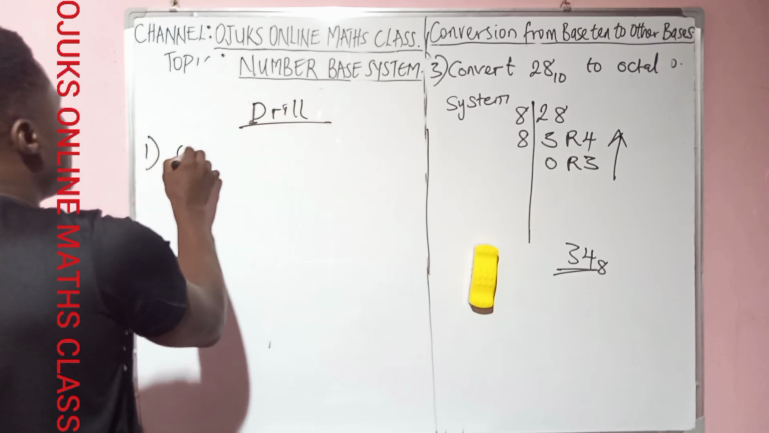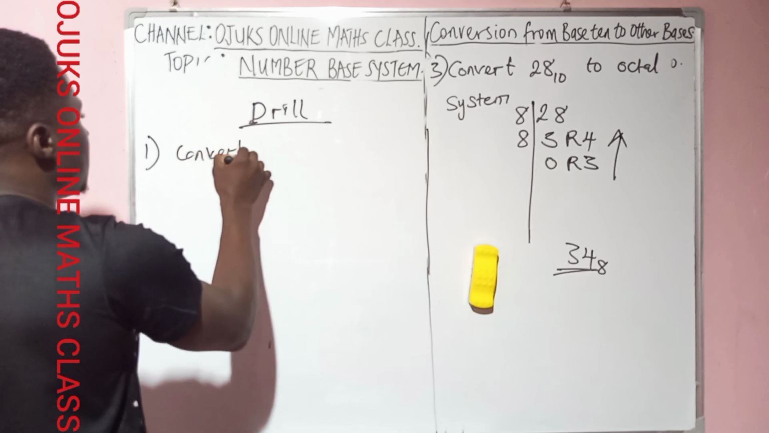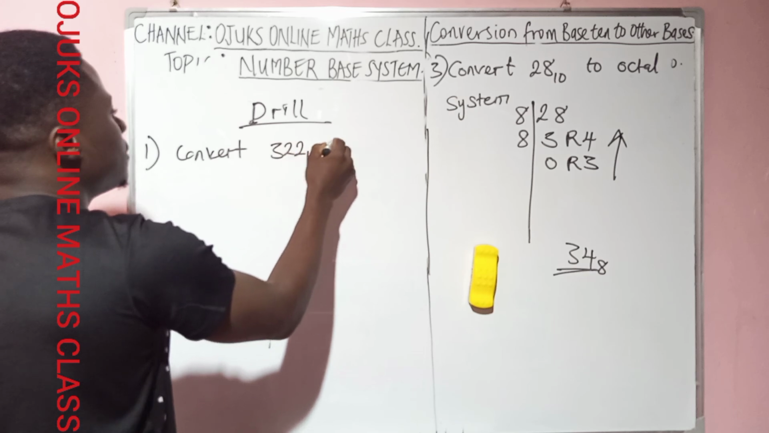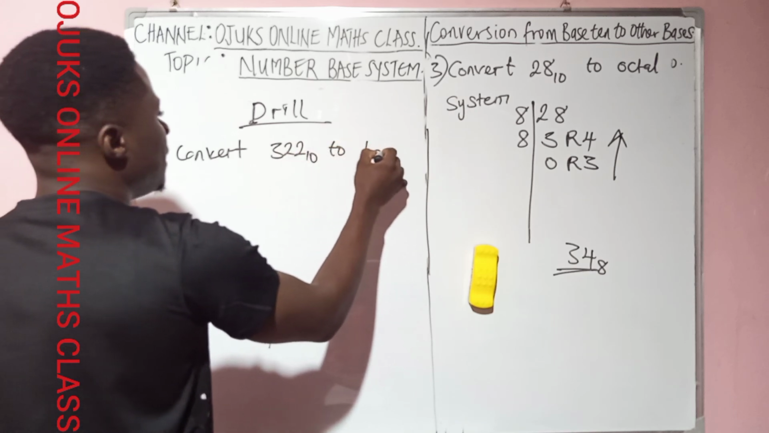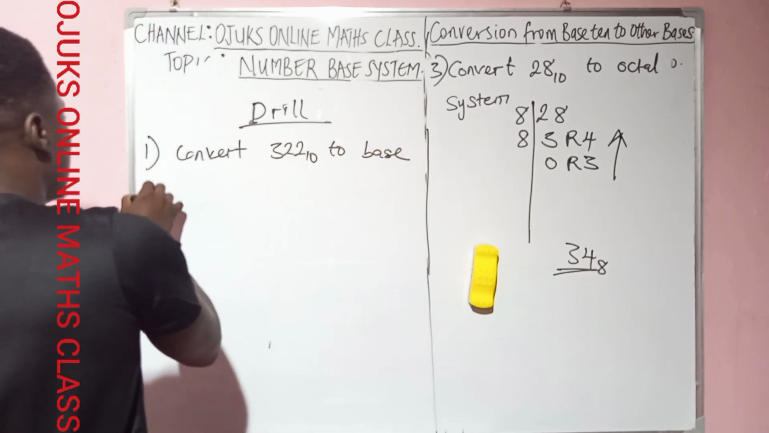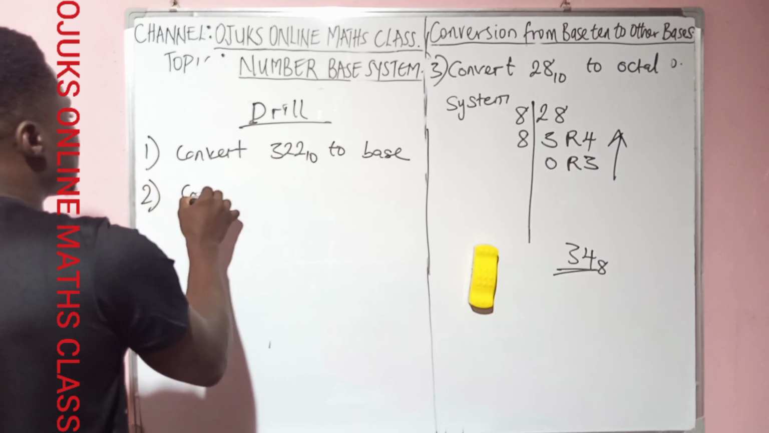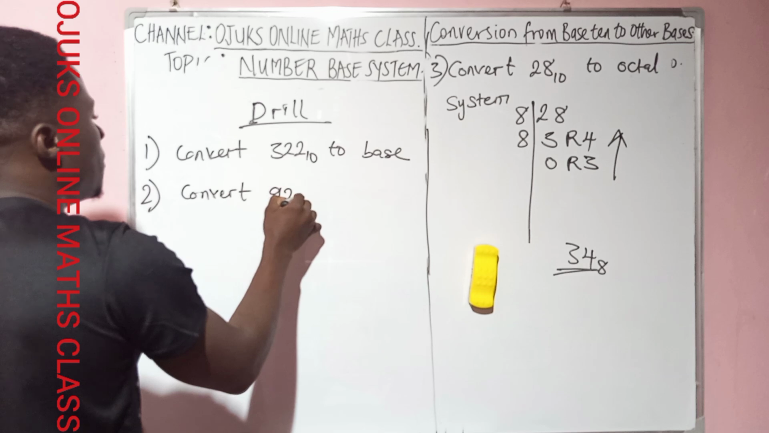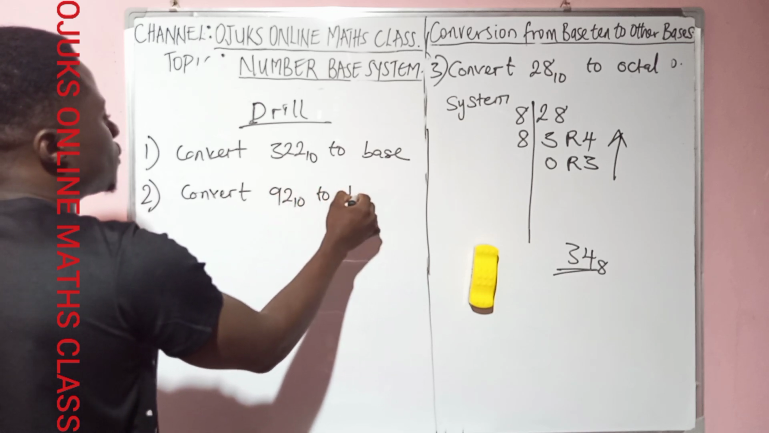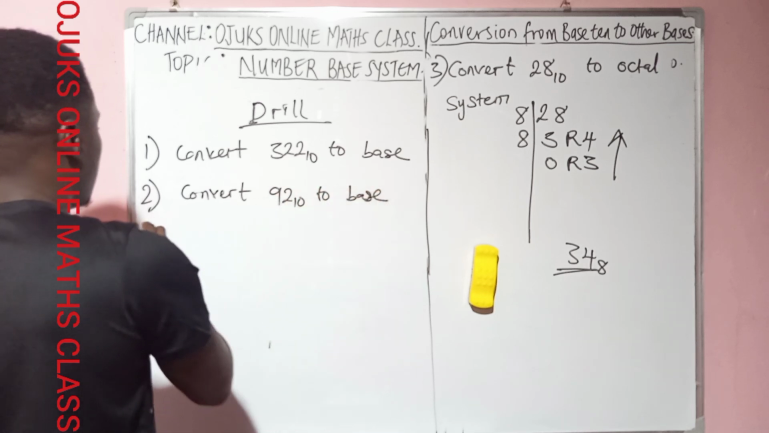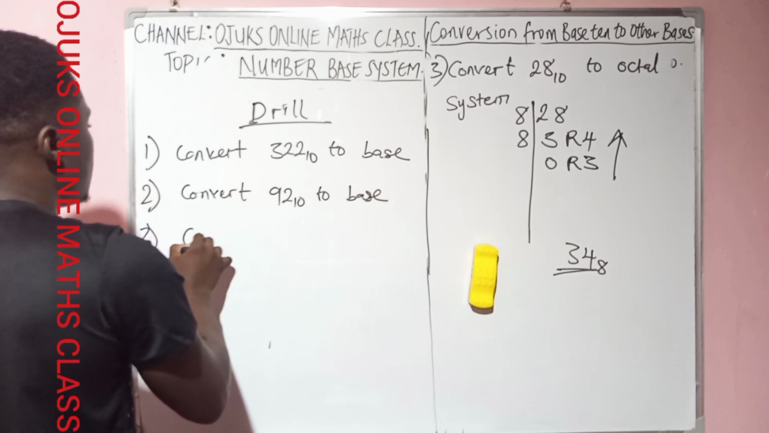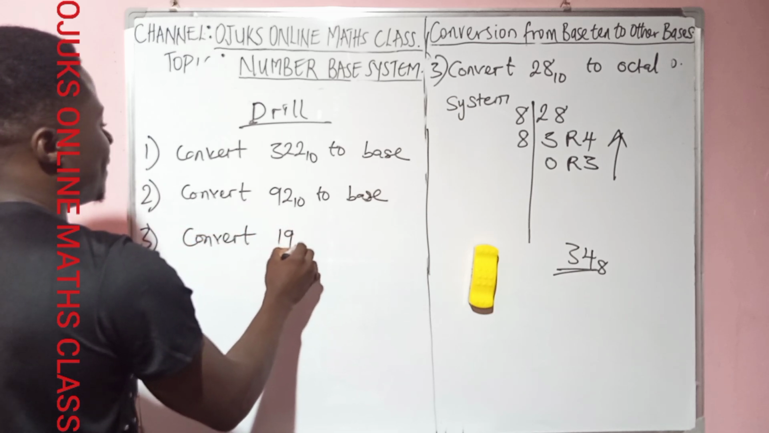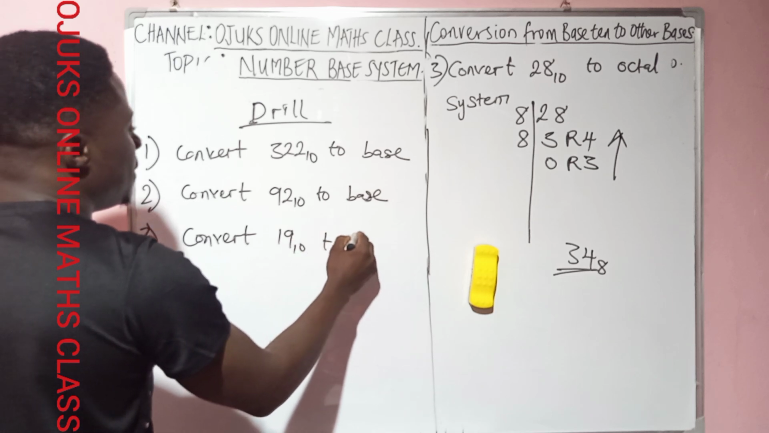Number 1, convert 322 base 10 to base 9. Convert 92 base 10 to base 2. Convert 19 base 10 to base 5.